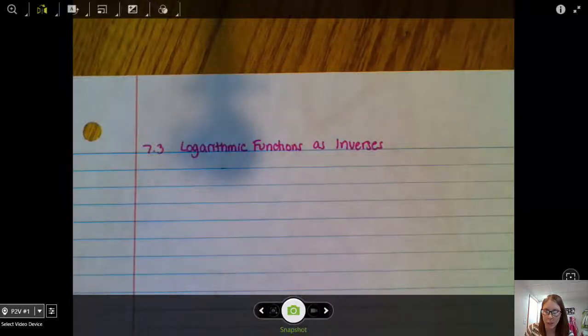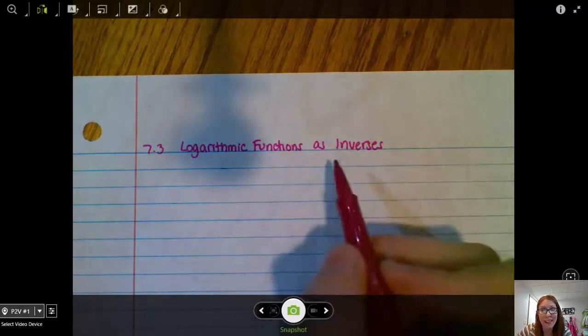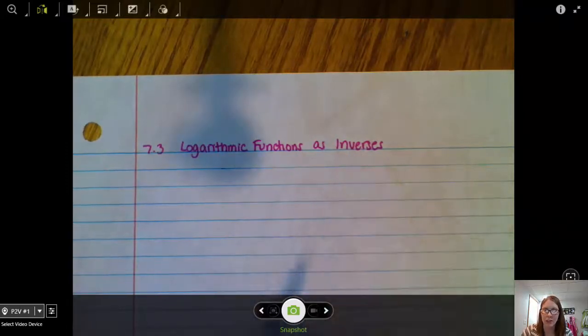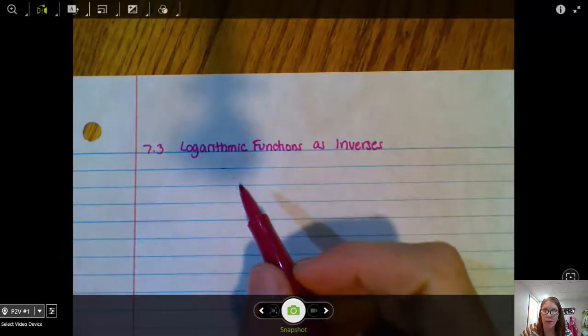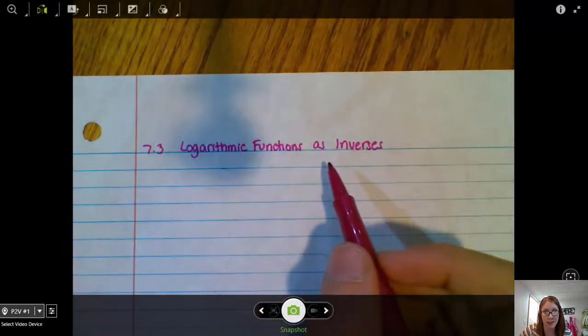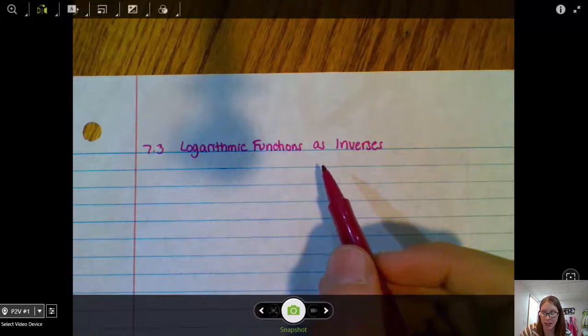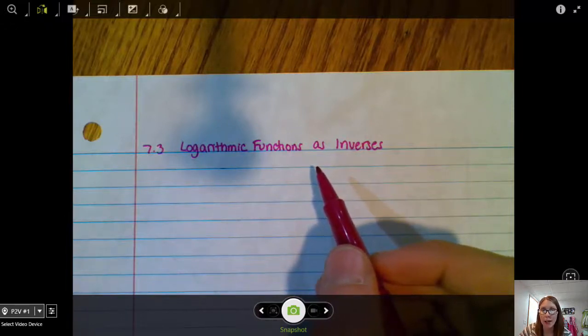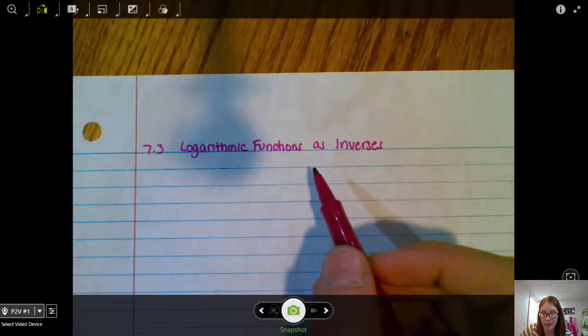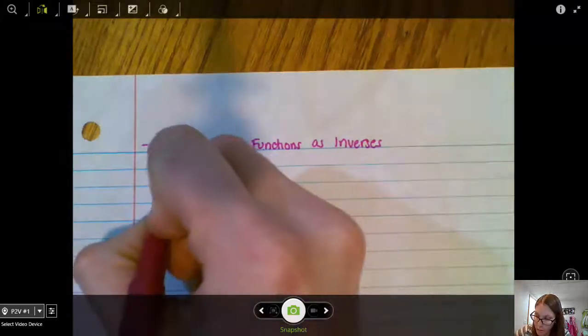In section 7.3, we learn what logarithms are and how they work, and really how they are inverses of exponential functions. So that's why "Logarithmic Functions as Inverses" is the name of this section. So in our exploration, we saw how logarithms work. Now let's write a definition.